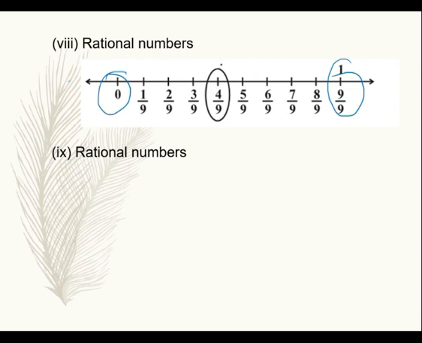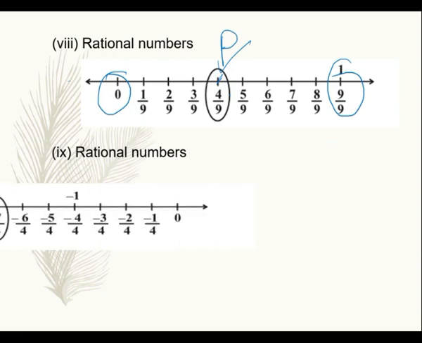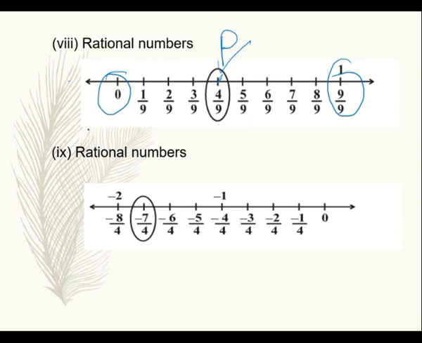Now what does this encircled number represent? It represents 4 by 9. That means this point, let's say point P, is 4 by 9 units away from 0. Next example. Here I have shown the negative direction, left side of 0. Now tell me what is this encircled number? Let's say the number Q.